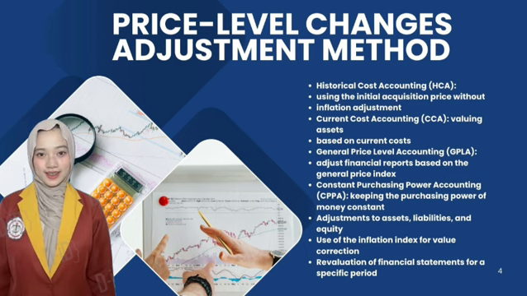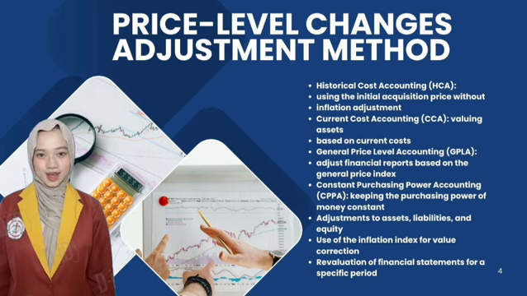The first method is historical cost accounting, or HCA, which is a method that uses the initial acquisition price without adjusting for inflation. This is the most commonly used method in traditional accounting. The second method is current cost accounting, or CCA, which is a method that values assets at current market conditions, based on current cost or replacement value.